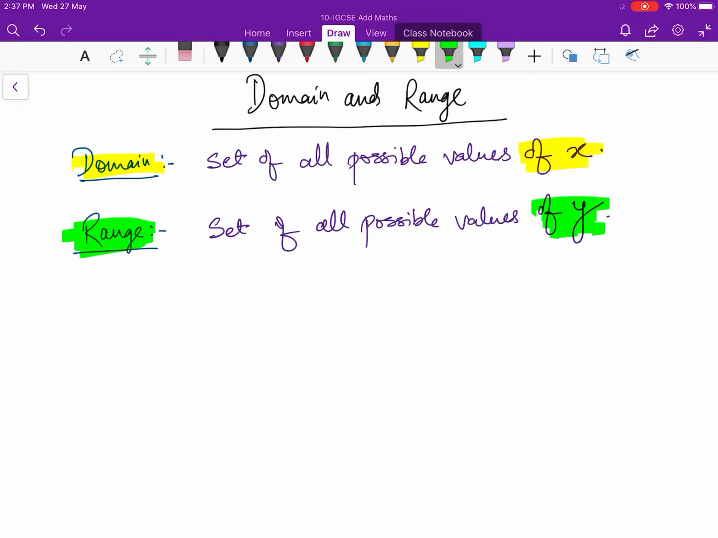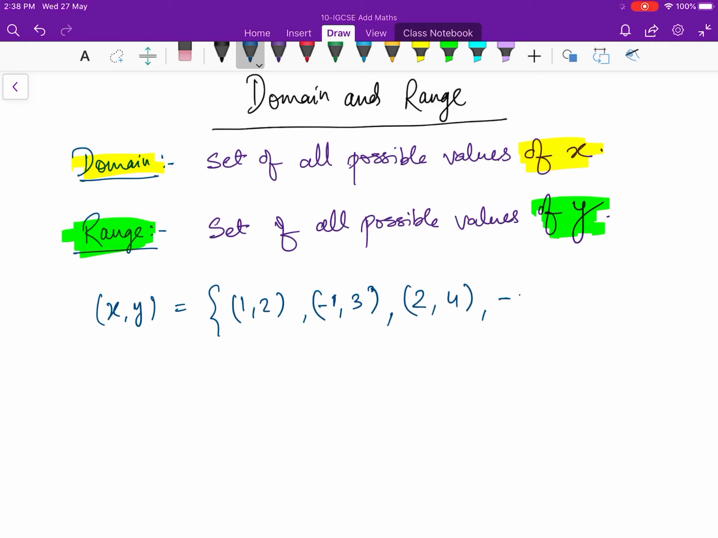So in any relation, the set of all possible values of x is the domain, and the set of all possible values of y is called the range. Range is basically the mapping of the domain. Suppose I have some ordered pairs given, like (x, y): (1, 2), (-1, 3), (2, 4) and (-2, 9).